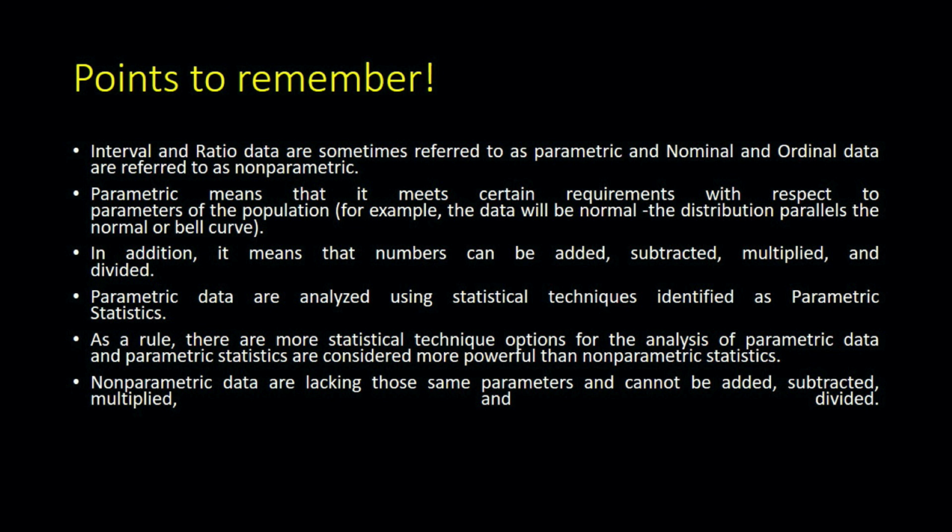So parametric means that it meets certain requirements with respect to the parameters of the population. For example, the data will be normal, the distribution parallels the normal or the bell curve.